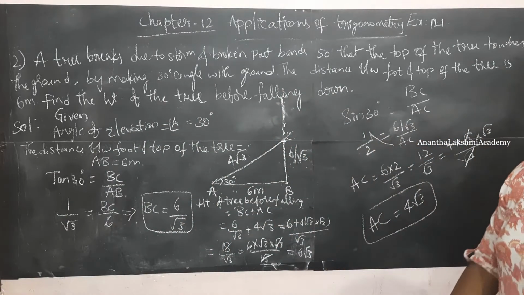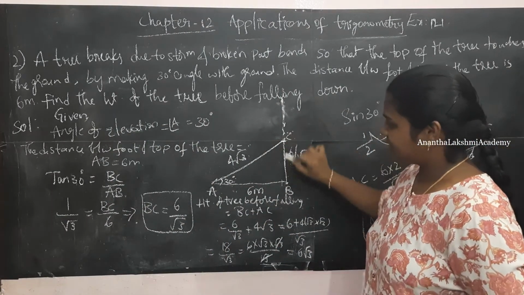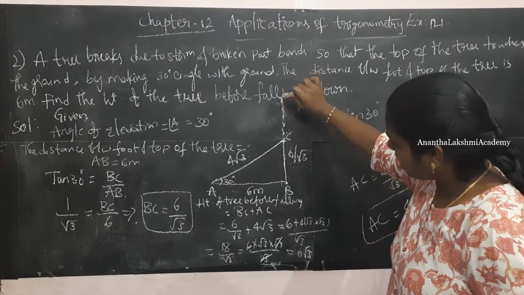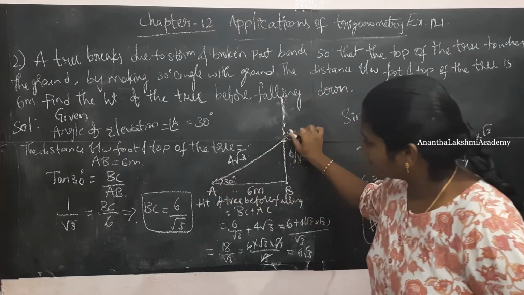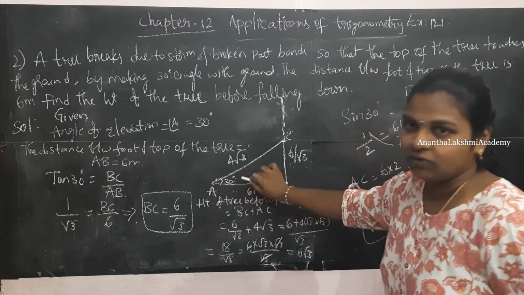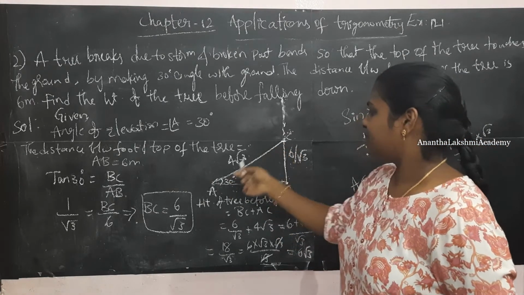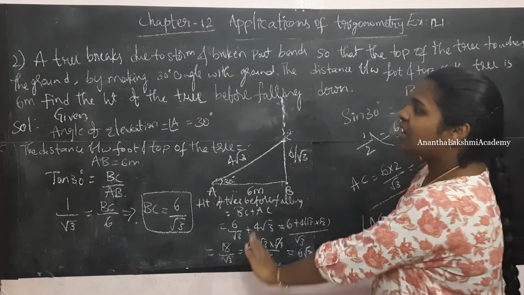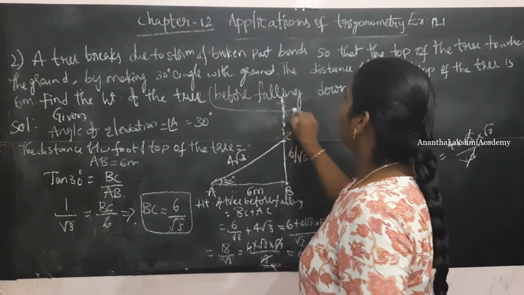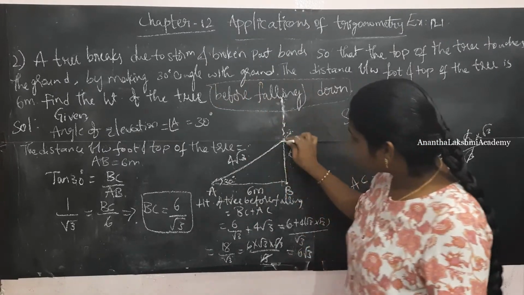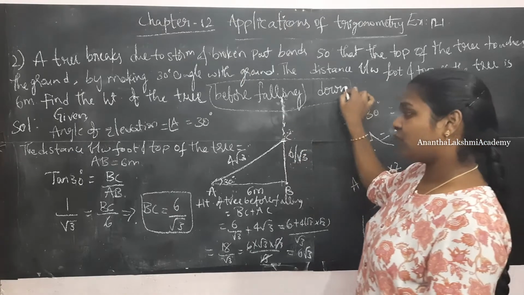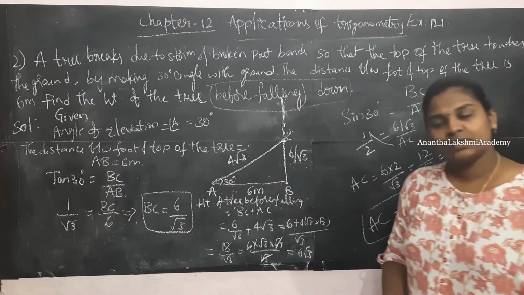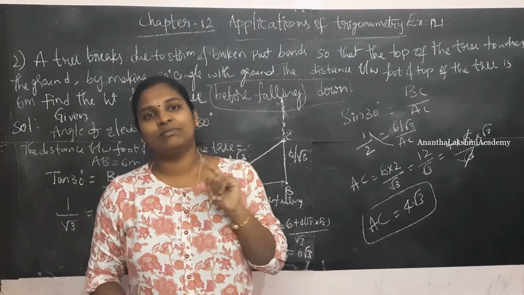So they gave the example like this. A tree is broken down from here, at this much height, such that it touches the ground making an angle of 30 degrees. So what have we done? We just drew the line of sight and the angle of elevation. And then they asked us to figure out the height of the tree before falling down. If they had just asked us the height of the tree, this would be sufficient. So it has to be BC plus AC, and that's 6 root 3. So that is about problem number 2. Let's jump into problem number 3.